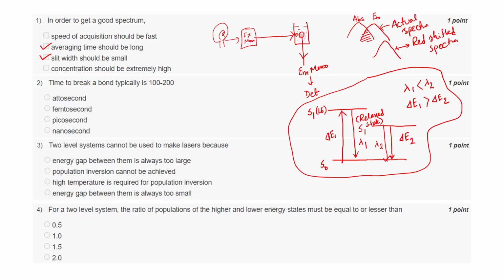Now, let us come back to our question number one. So we understood that when the concentration is very high, we are not going to get the actual spectra. So it is actually not a good idea to have an extremely high concentration. If it were written moderately high, then maybe we could click it as a correct option. But it is always better to keep your concentration very, very less, not only for fluorescence spectra, even for absorption spectroscopy also.